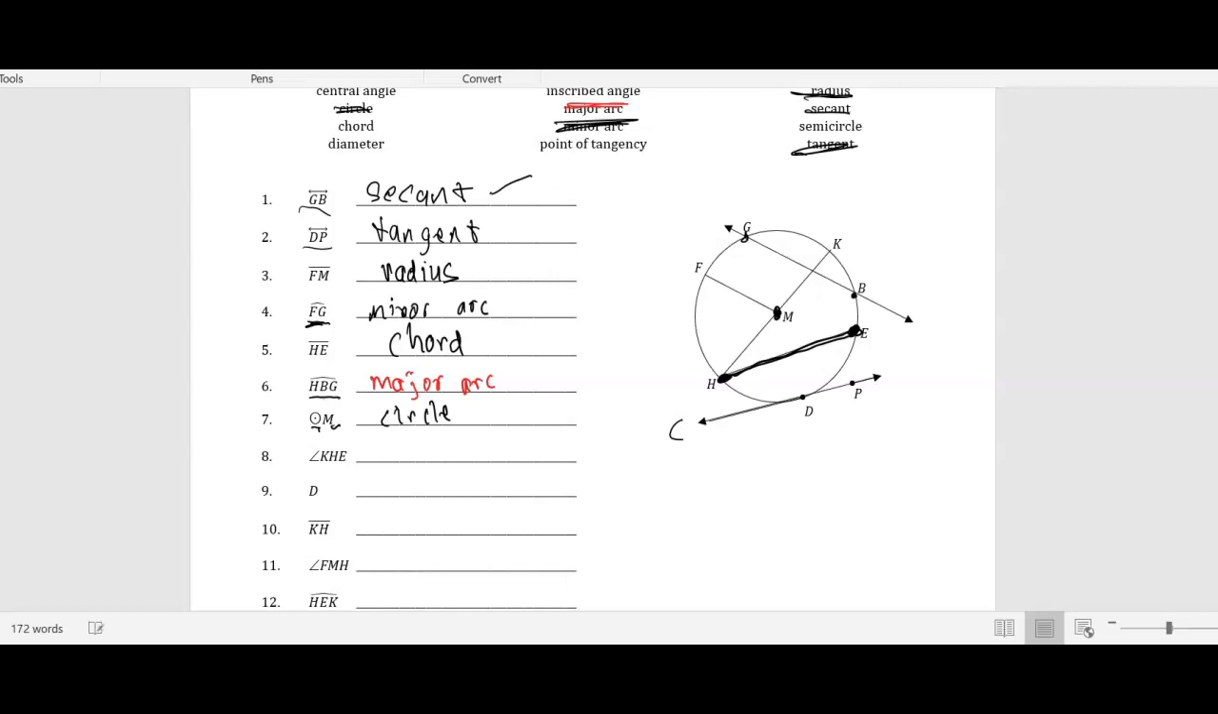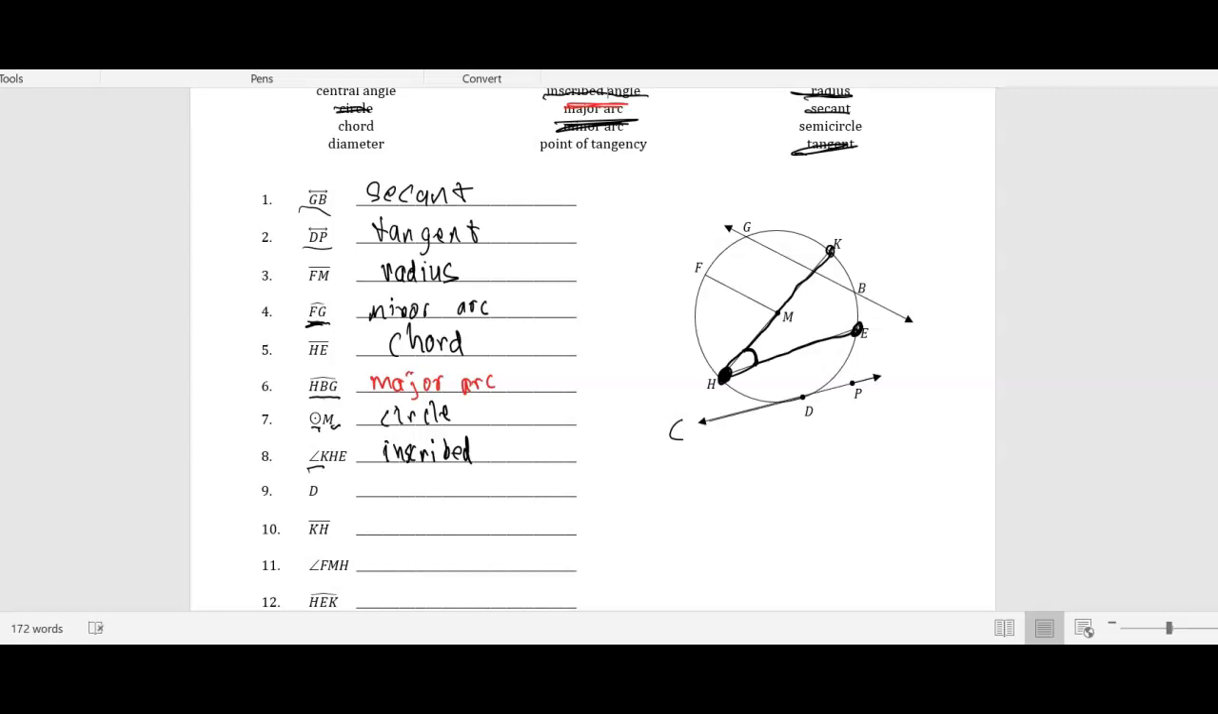We've done that one. Angle, this is our angle symbol, KHE. So if we then find K, find H, and then find E, here's K. We're going to come over here to H. We're going to go over here to E. So here's the angle we are creating. Notice where your vertex is at. It is on the circle. And if it is on the circle, that is what we called an inscribed angle. Get rid of that one.